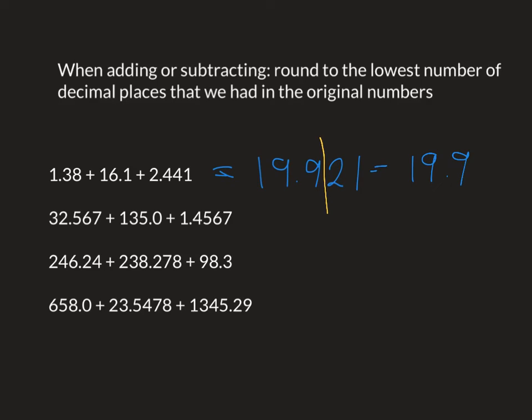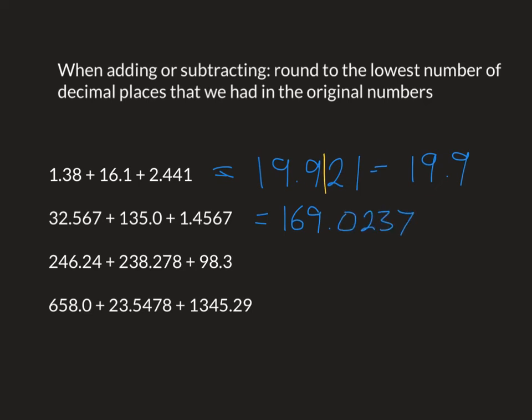So our next one, this one is in your book, on page 8. 32.567 plus 135.0 plus 1.4567. When I throw that in the calculator, what I get as a final answer here is 169.0237.